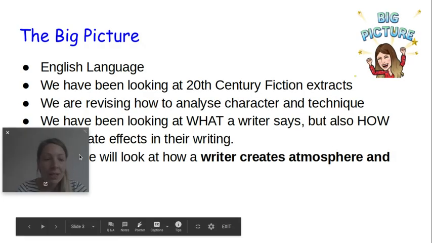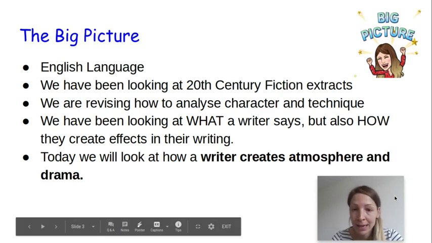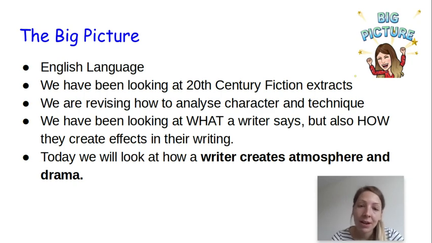Okay, so a little bit of a reminder of the big picture. This is for your English language GCSE. We've been looking at how to analyse 20th century fiction texts. We are revising how to analyse character, but also how a writer creates techniques. In the previous weeks, we've looked at what a writer says, but also how they say things that creates effects. Today, we're going to have a look at how a writer creates atmosphere and drama in a text.